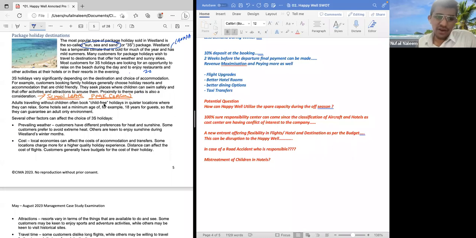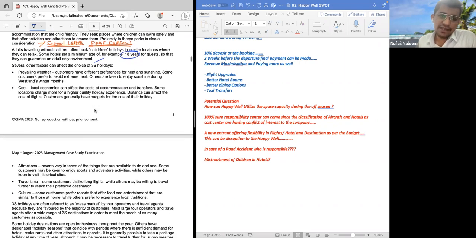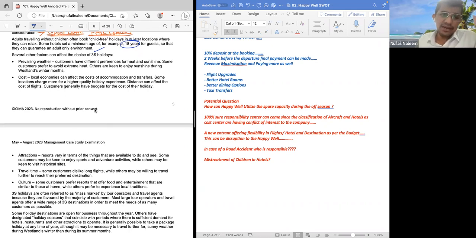Adults traveling without children often book child-free holidays in a quieter location where they can relax. Some hotels set a minimum age, for example 18 years for guests, so that they can guarantee an adults-only environment. Now, this is also a good segment, but as per our understanding, our major segment is the children also. Several other factors can affect the choices of 3S holidays. First thing is prevailing weather. Customers have different preferences for heat and sunshine. Some customers prefer to avoid extreme heat. Others are keen to enjoy sunshine during the western winter months.